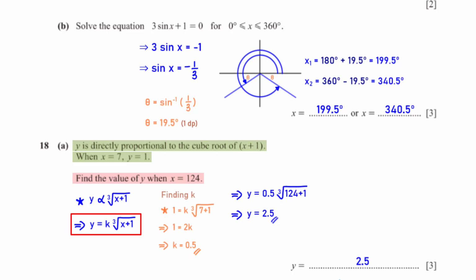We get this by plugging in the values of x and y given in the question into the equation. This gives us 1 is equal to k times cube root of 7 plus 1. Cube root of 7 plus 1 is 2. When we divide both sides by 2, we get k equals 0.5. Now that we have the value of k, when x is 124, y equals 0.5 times cube root of 124 plus 1, which is equal to 2.5.